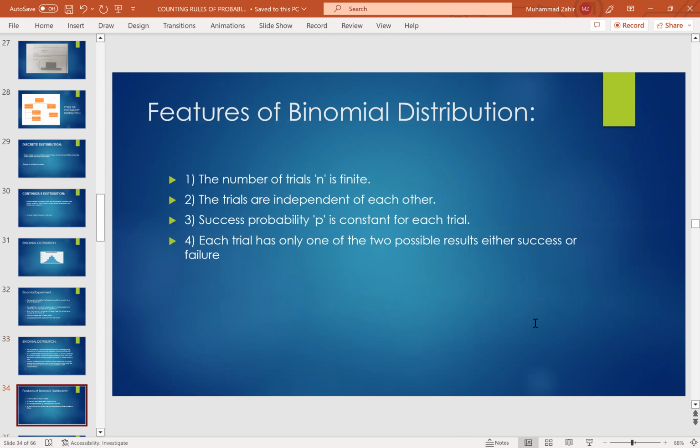Features of binomial distribution. The number of trials is finite. The trials are independent of each other. The success probability p is constant for each trial, and each trial has only one of the 2 possible results, either success or failure.